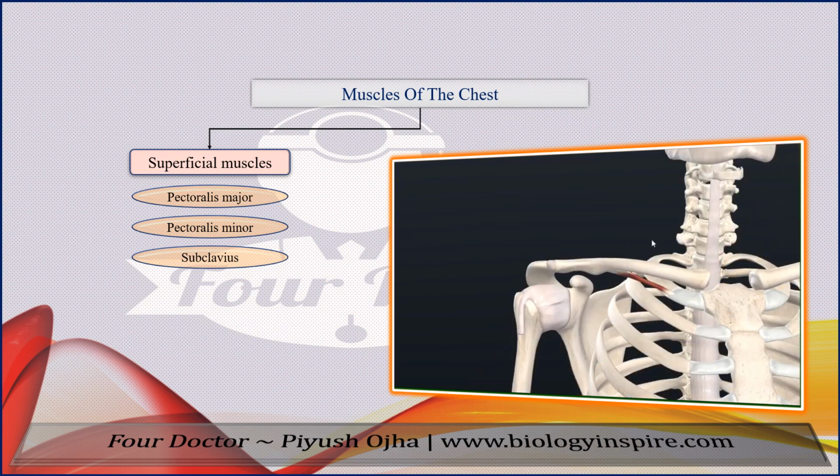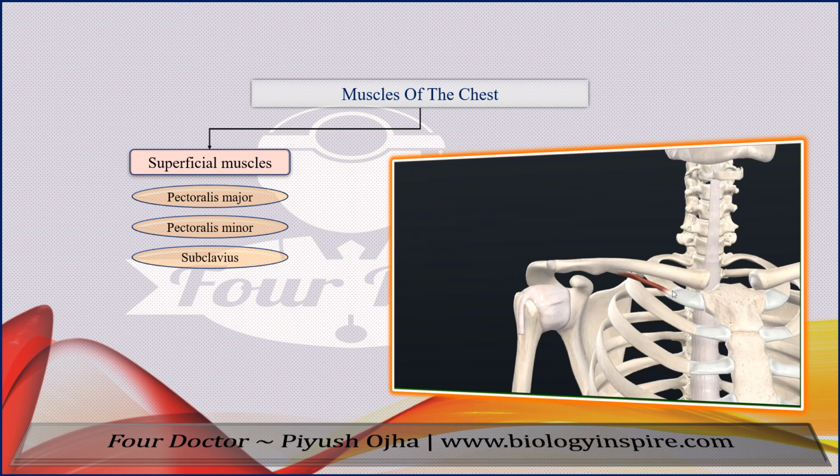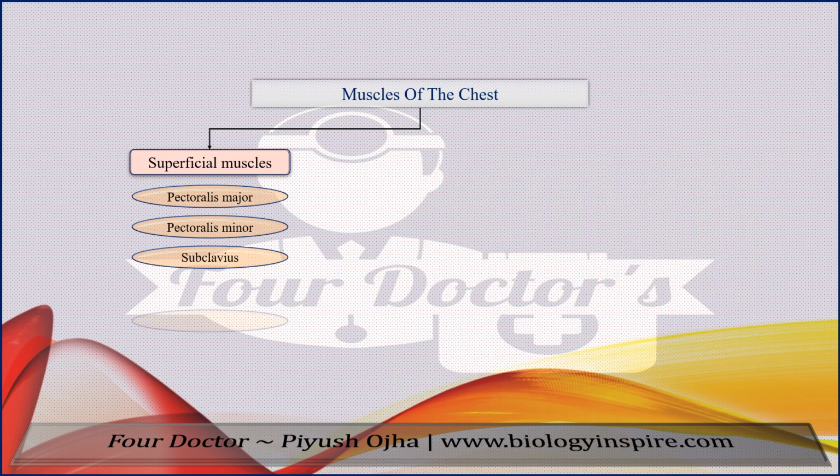Now let's look at the function of the subclavius muscle. If we look at the origin and the insertion of this muscle, this muscle actually works to depress the clavicle, and this muscle also stabilizes the shoulder girdle during movements of the sternoclavicular joint. Another function that this muscle performs is the elevation of the first rib. So when this muscle contracts, it elevates the first rib and draws the first rib towards the clavicle.